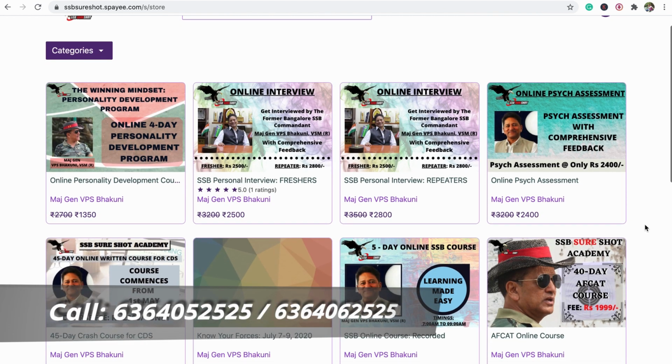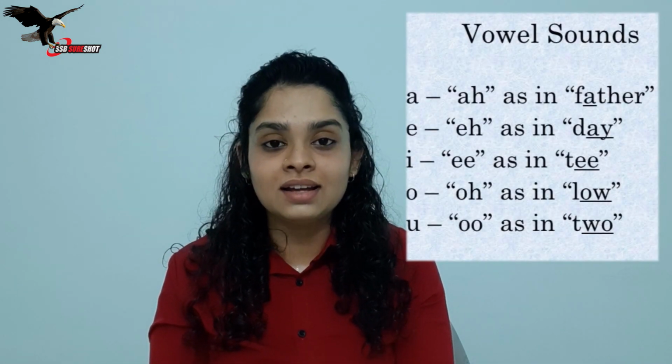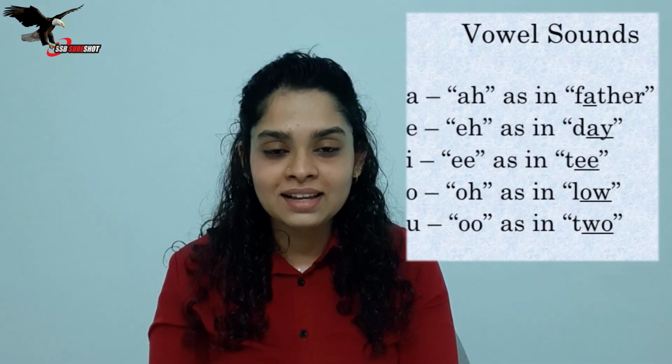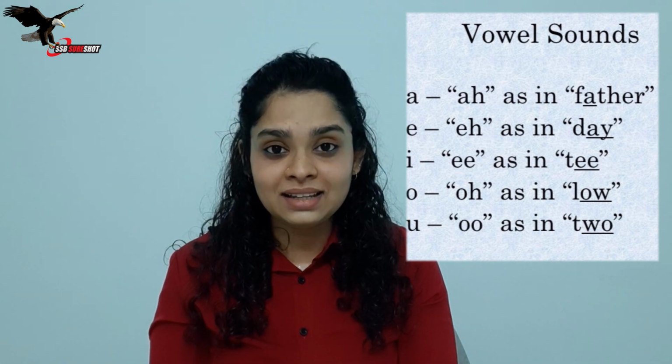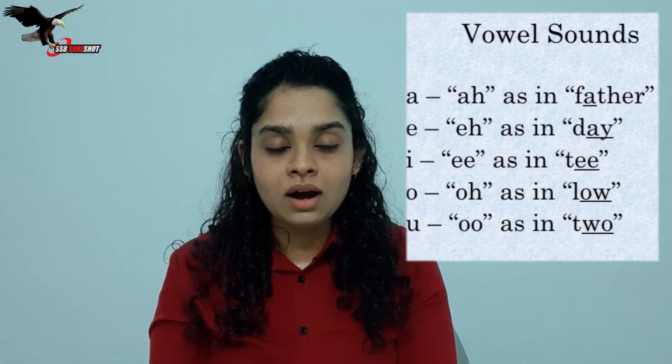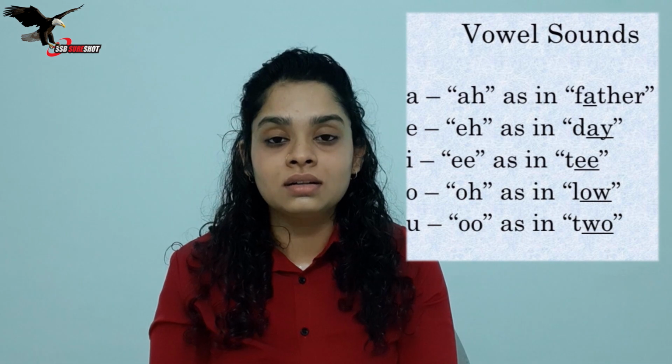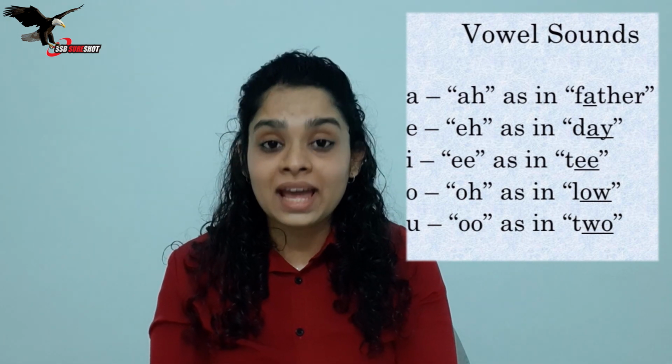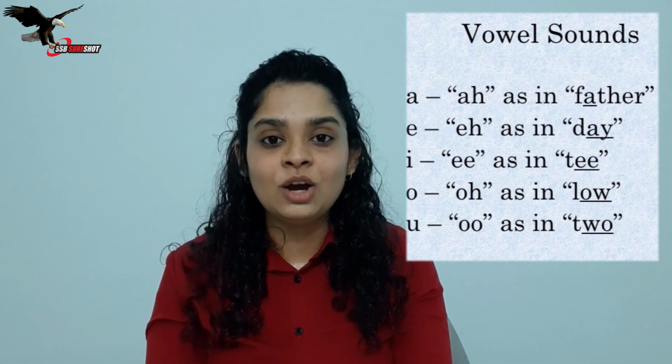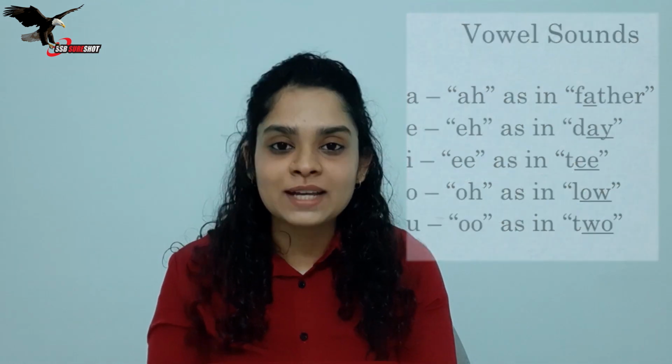Now let's get back to the video. It is important for us to know what the sounds of vowel are. So kindly repeat after me. A, E, I, O, U. These are A, E, I, O, U respectively.